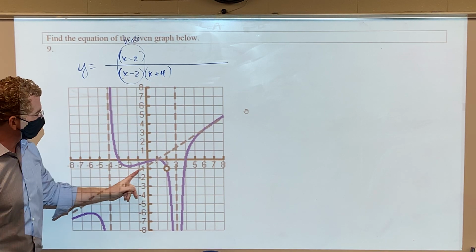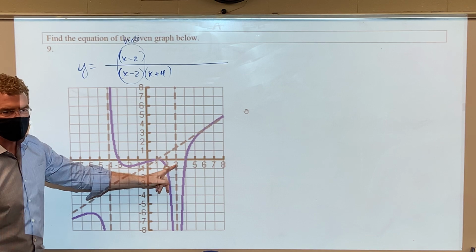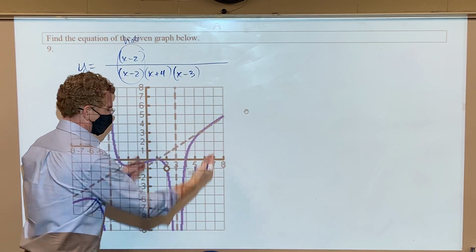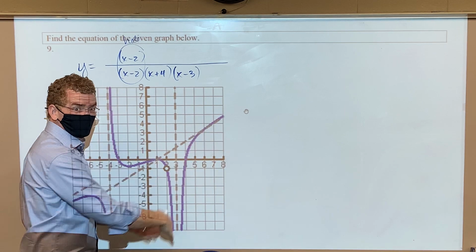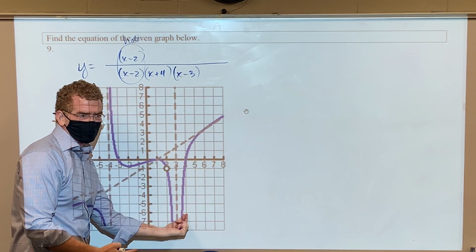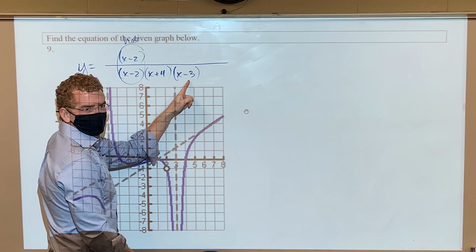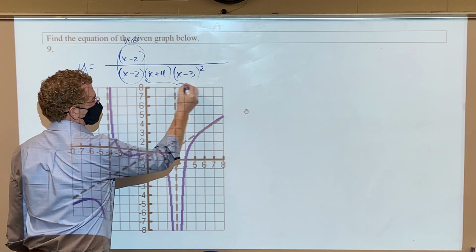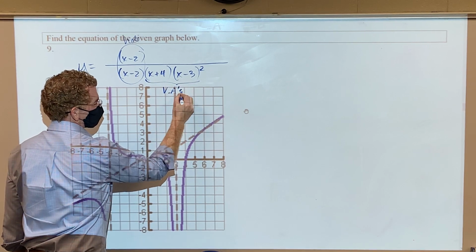There's also a what? A VA at 3. So x -3, but what do you see on this thing? A volcano. Yes, or a whirlpool, who knows what. But it's going down along the same direction on both sides. So what does that mean about that factor? It's going to be squared. So this represents my VAs.